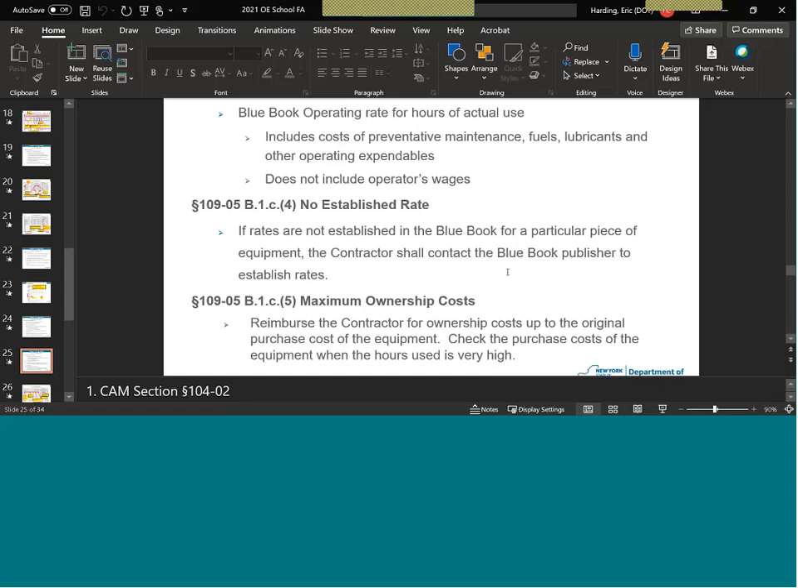So if your hours start to really run up, this happened to me on pumps. Again, pumps ran for months and months, and we exceeded the original purchase price. You'll pay up to the original purchase price, but you will still continue to pay the operating costs for that piece of equipment.